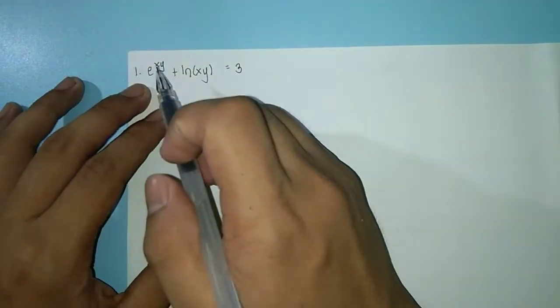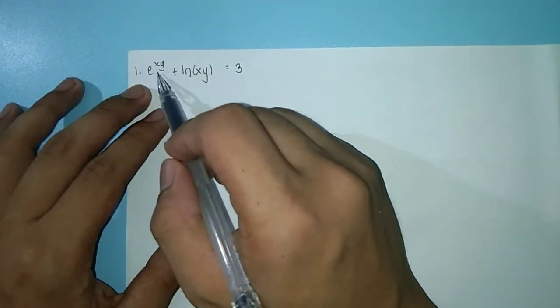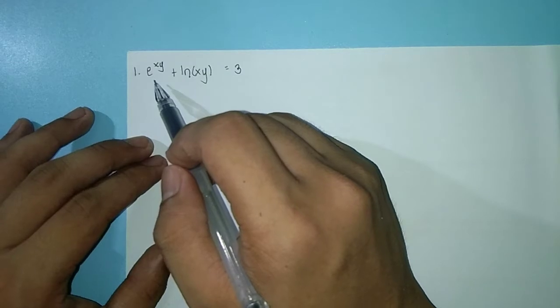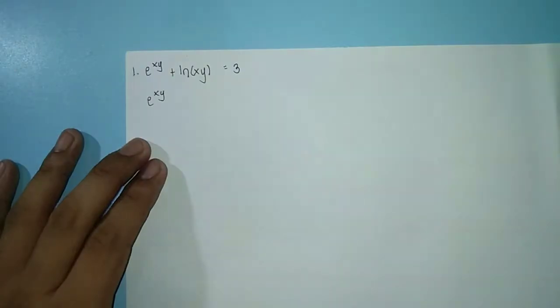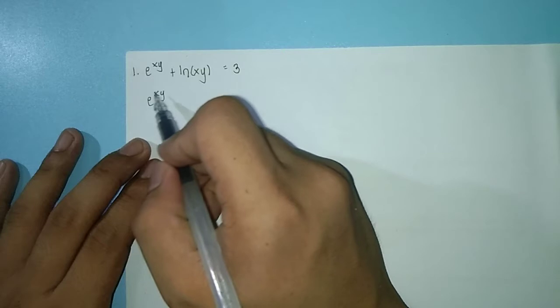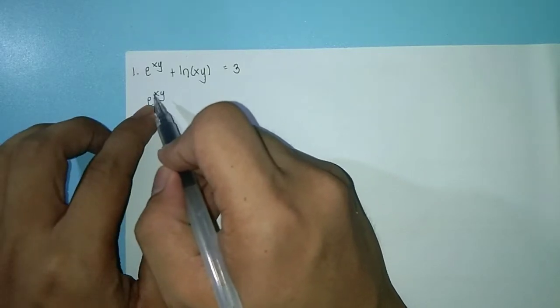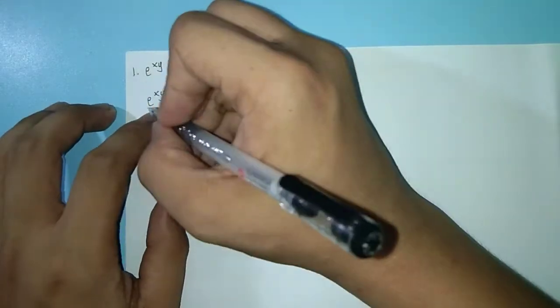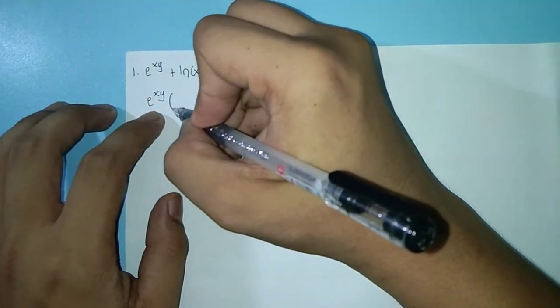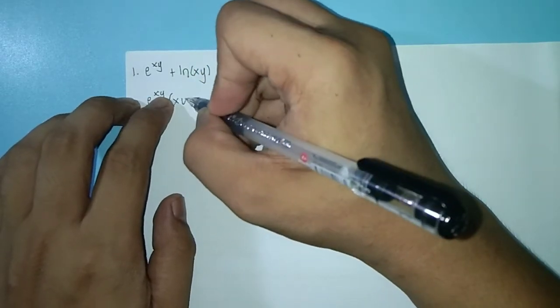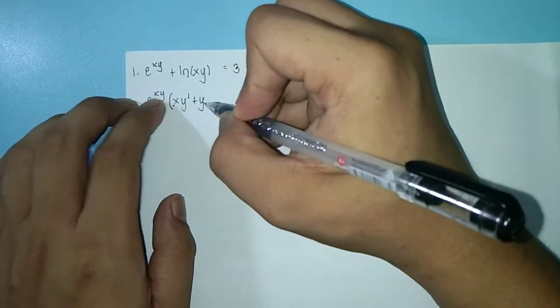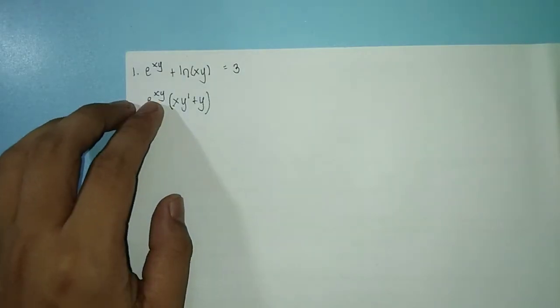Okay? So dito, ano yung derivative ng e raised to xy? That is e raised to u, no? So, kopya muna e raised to xy, then derivative ng xy. So, ito naman product rule. Okay? So, e raised to xy times derivative ng xy, that is x derivative ng y, that is y prime, plus y derivative ng x, that is 1. So, xy prime plus y lang siya.